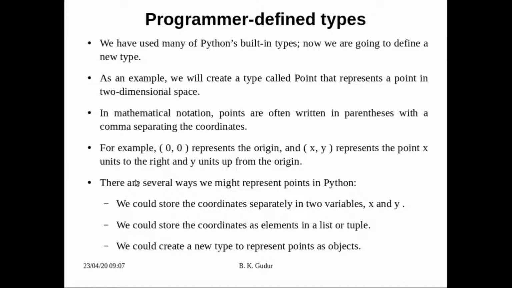In Python, there are several ways to represent a point. Basically, three ways are there. In the first way, we could store the coordinates separately in two variables, x and y. In the second method, we could store the coordinates as elements of a list or tuple. In the third method, we could create a new type to represent points as objects. We are going to see this third method, because the first two you can do on your own. This session will concentrate on creating a new data type.